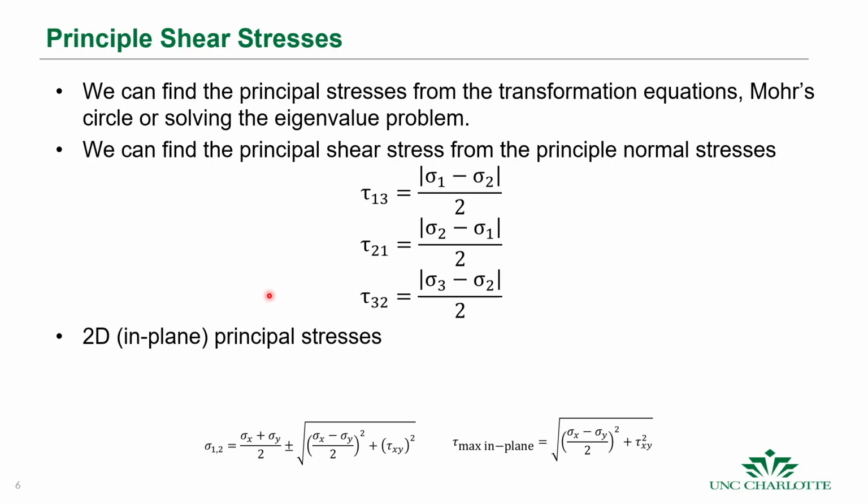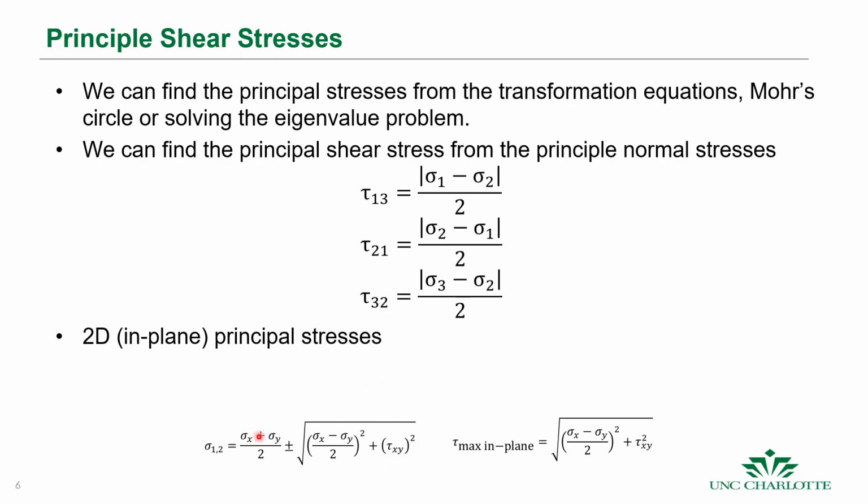We can also use the transformation equation given a state of stress in Mohr's circle for two-dimensional stress instead of solving the eigenvalue problem. And we can find the principal stresses once we get the normal stresses to find the principal shear stresses using these equations here. And these are the 2D in-plane principal stresses.